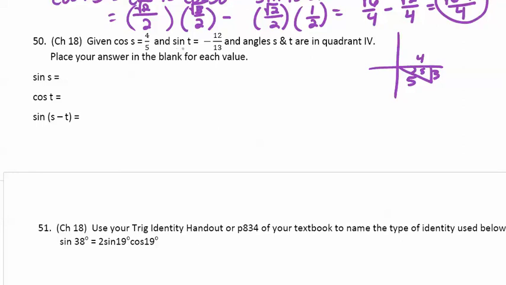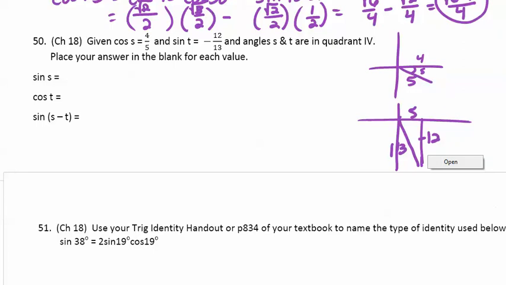And we know that the sine of angle T is negative 12 over 13. And it says that is also in quadrant 4. So sine is opposite leg. That would be the vertical leg over the hypotenuse. So let's see if I drew a 5, 12, 13 triangle here. The 12 would be negative. Up here, by the way, this 3 would be negative. So this would be our angle T.